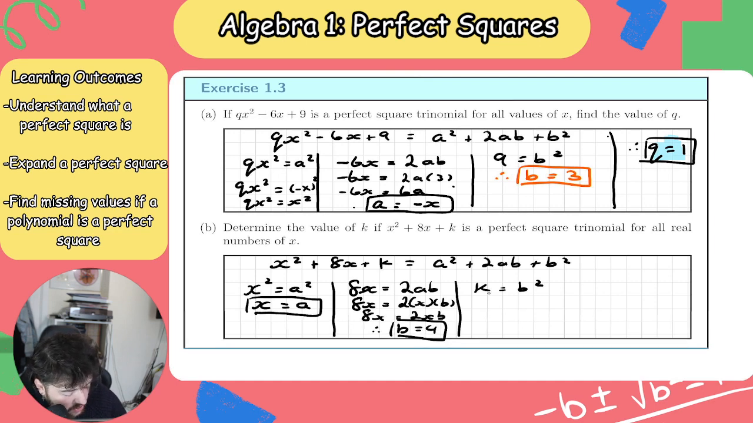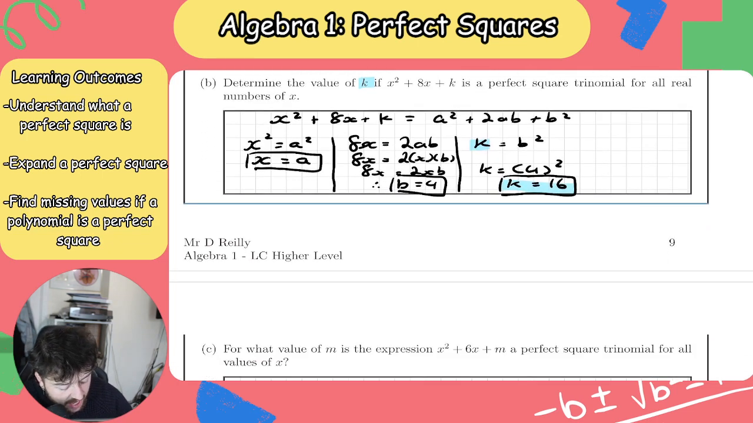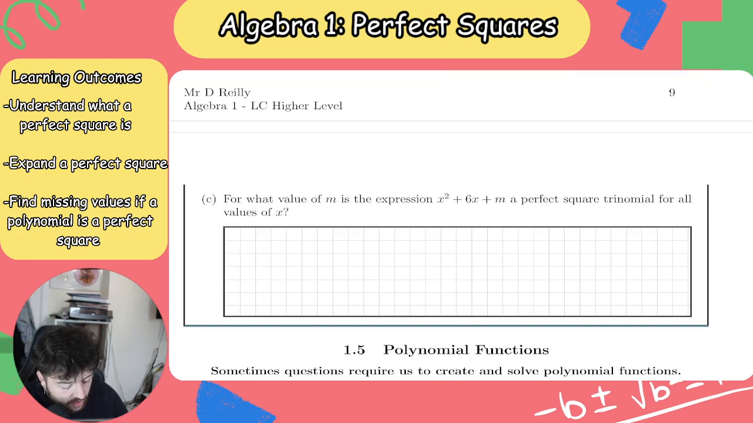Okay, the puzzle's nearly done. What am I looking for? This question is actually requiring me to look for k. So k is just equal to b squared, so I just need to find what b is. So k is going to be equal to 4 squared. K is equal to 16. Gorgeous! Right? And now let's look at the final example in our notes here.